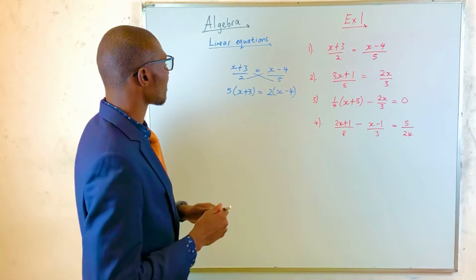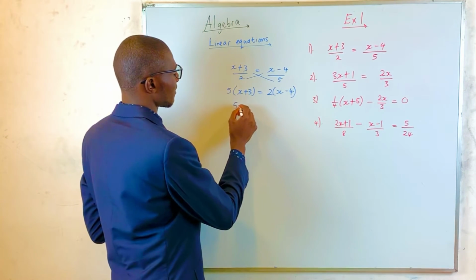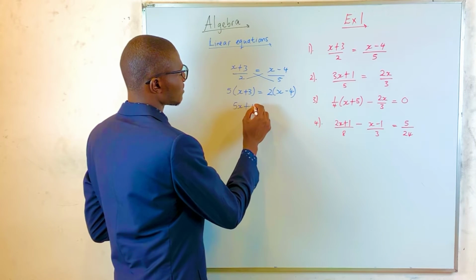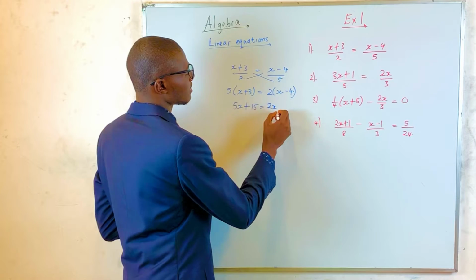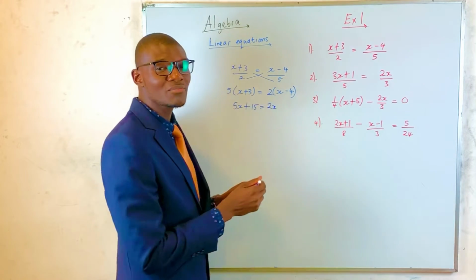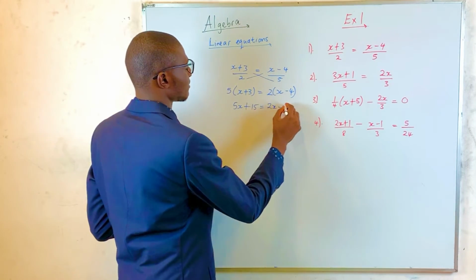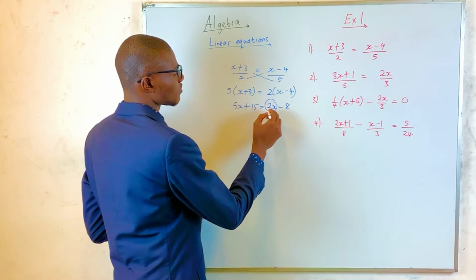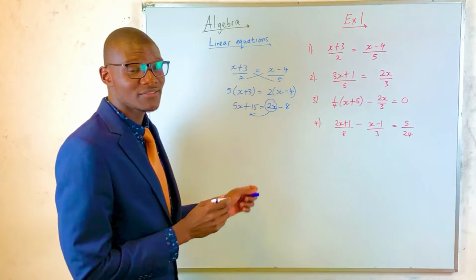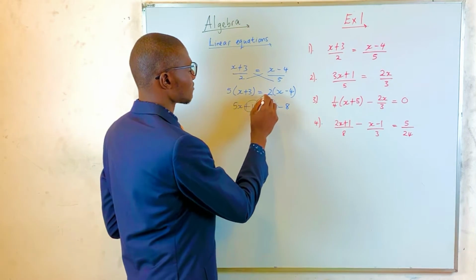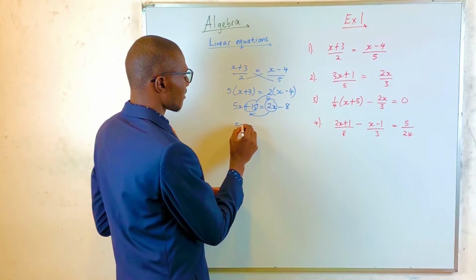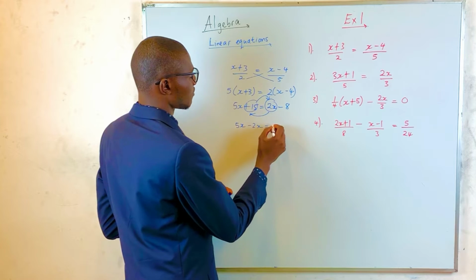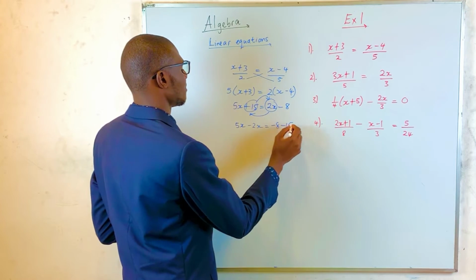So if we remove the brackets here, 5 times x is 5x, plus 5 times 3, that's 15, and that should be equal to 2 times x, that's 2x, then 2 times minus 4, that's minus 8. So if you collect like terms, we're taking 2x to the left hand side, and we're taking positive 15 to the right hand side. Such that we now have 5x minus 2x is equal to minus 8 minus 15.